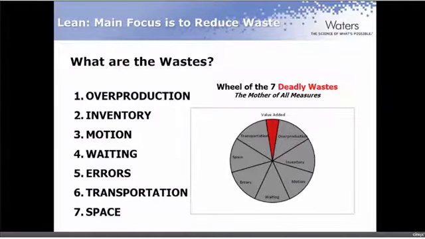Many times you go into different facilities, different manufacturing environments, and they have a lot of space, but they're not utilizing that space effectively, and it does cost money for that space. So again, these are the seven wastes that you really focus on in a lean process.